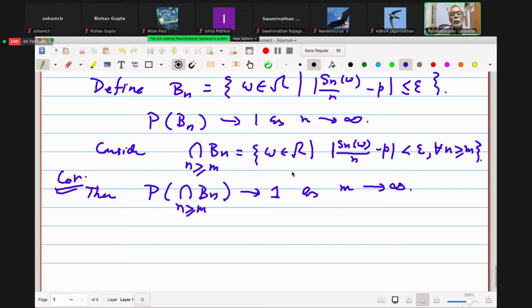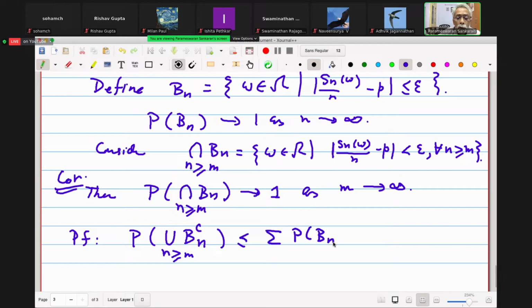Now, why is this so? This is because of the proof. So you compute again the probability of the complement. The complement is the union of Bn complement, n bigger than or equal to m. But this is less than or equal to the sum over n bigger than or equal to m of the probability of Bn complement.